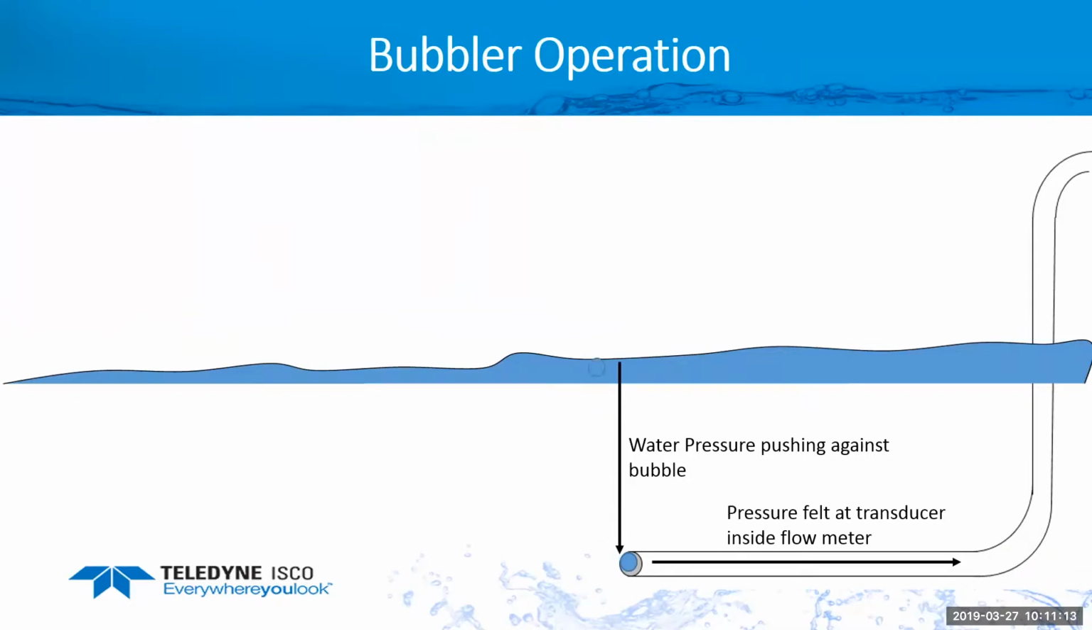As the water goes higher and lower, we increase or decrease the water pressure. Therefore, the transducer back at the meter knows how much water is actually in the channel.